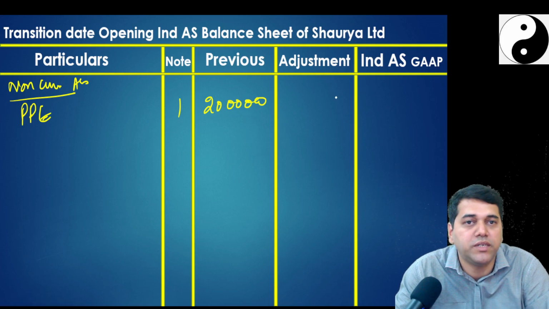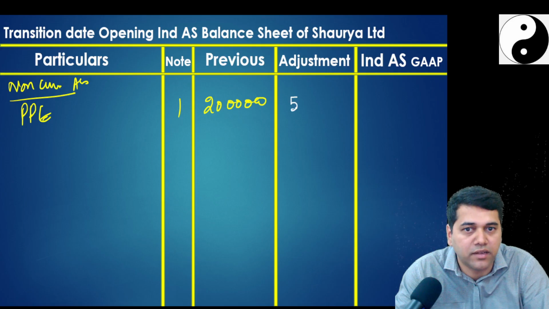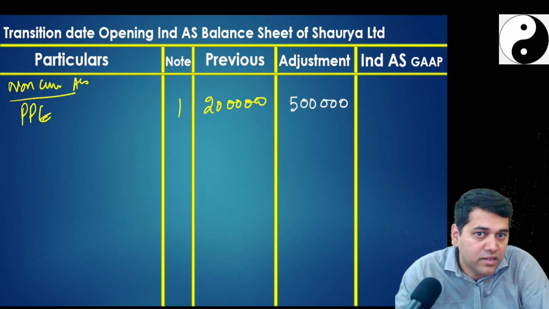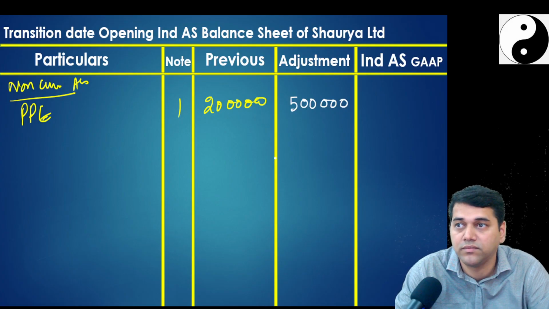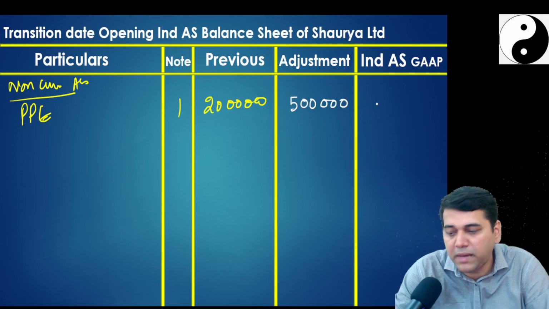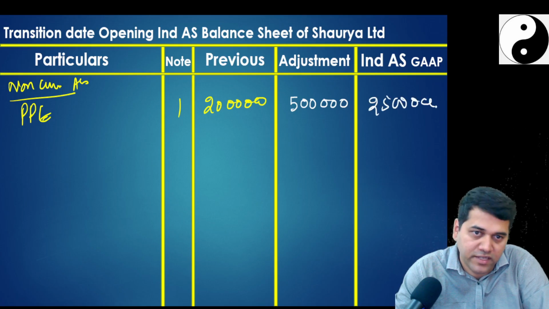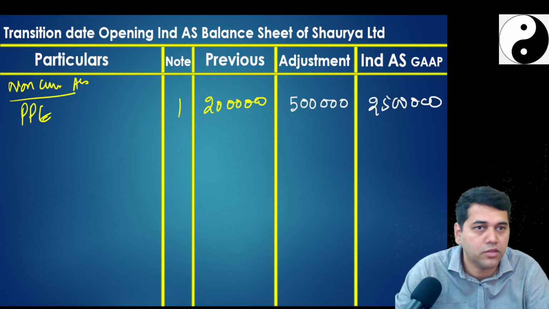Was there any adjustment? What was that adjustment? 5 lakh increase is happening. Where is the second leg? Revaluation surplus. So this balance is going to become 25 lakhs. What is my second item? Look in the balance sheet.